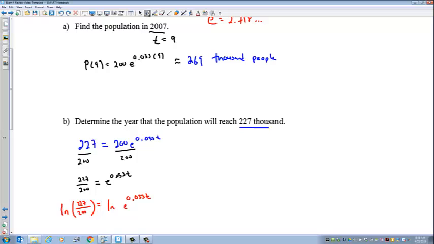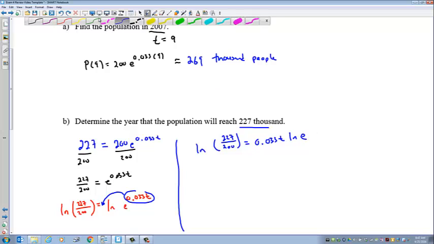And now that exponent can come down in front, so this exponent here can travel down in front. That's that property of logarithms, that third property. And so what we get is ln of 227 divided by 200 in parentheses is equal to 0.033t, and then ln of e.